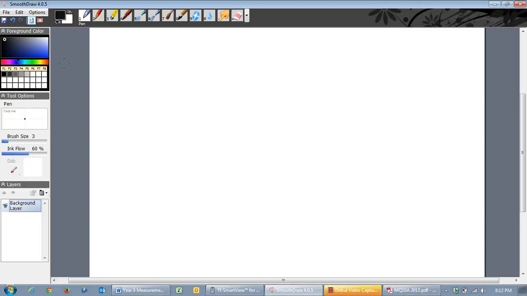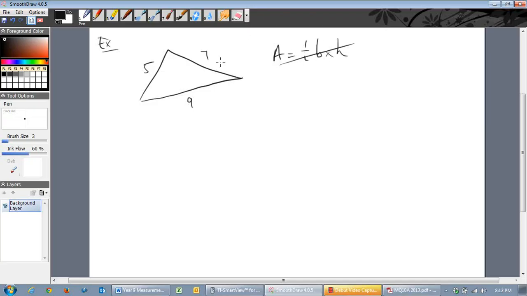These are quite good. Right, example. Some sort of triangle. There we go. 5, 7, and 9. Say something like that. Got some triangle. We don't know this height in here. We can't use the formula area equals half base times height. It doesn't work. We don't know the height. But what we do know is the 3 sides.